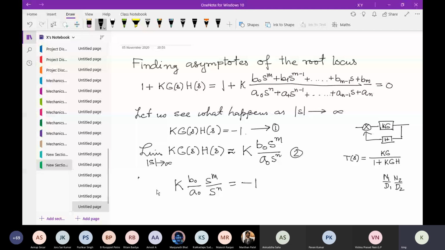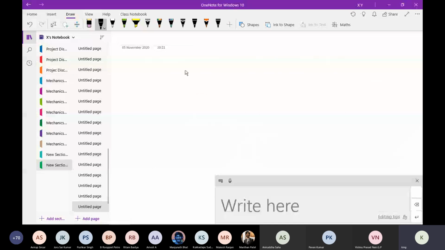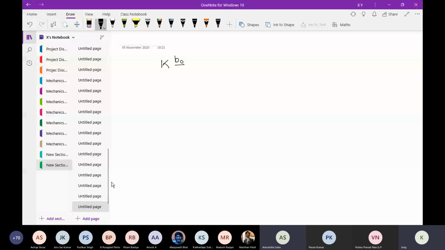So this, if you agree with, now what will we do? No, but equation 1 is not essentially at s tends to infinity. It is just at any root, right?